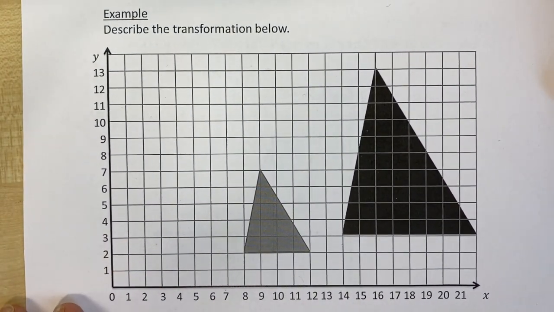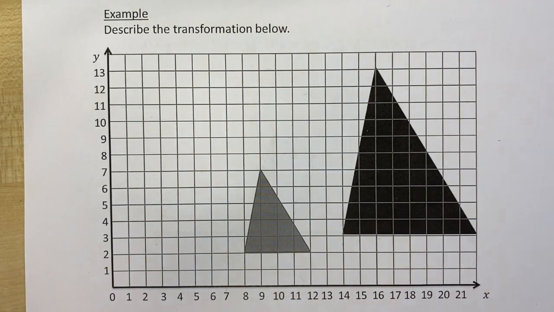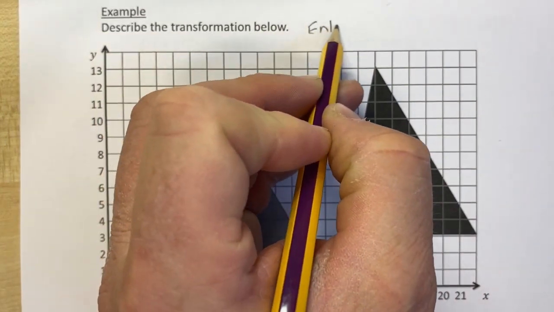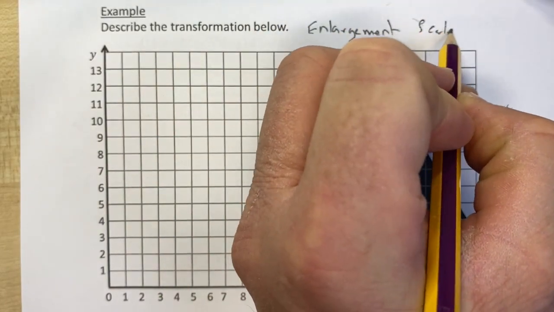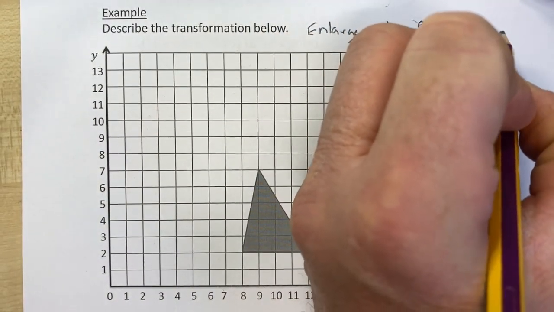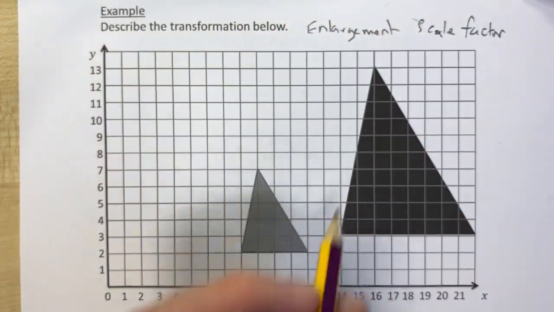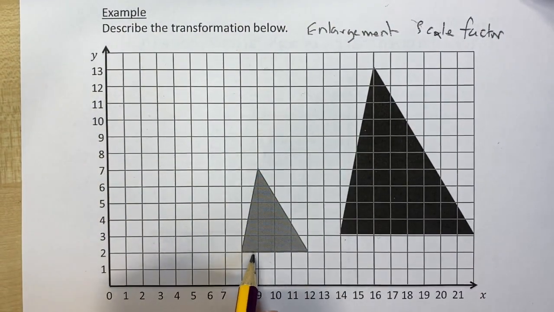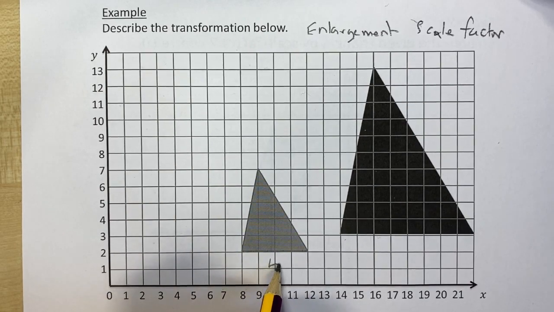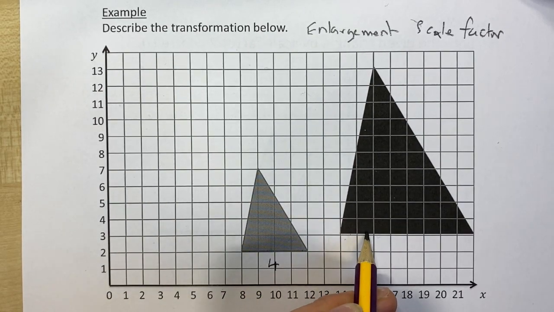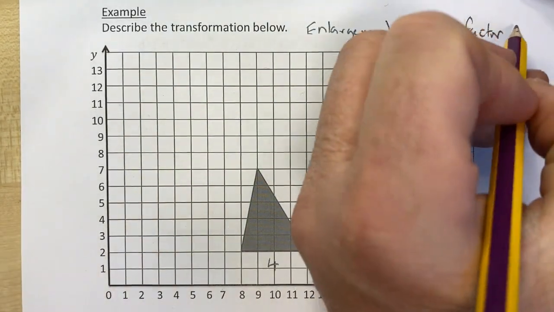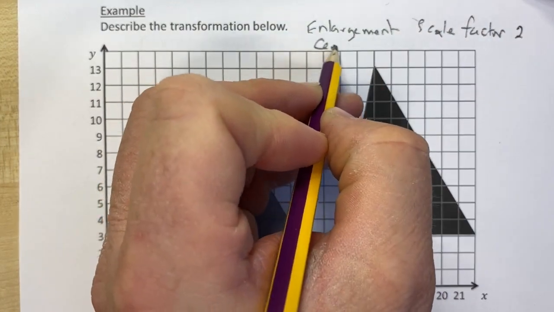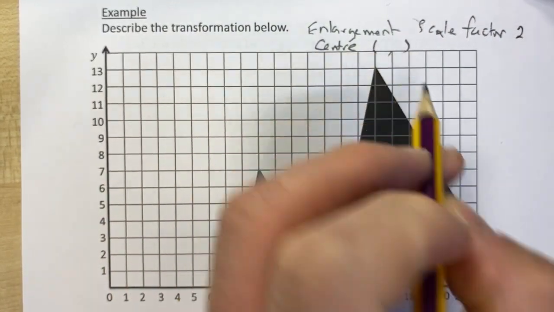Now, in this particular one, we are given the transformation, and because we're looking at enlargements, we can say that it's an enlargement. We can say the scale factor, because if I look at the sides, that goes 1, 2, 3, 4 across, and this one goes 1, 2, 3, 4, 5, 6, 7, 8 across. So I can see that the scale factor is 2. All I'm left to work out now is what the centre is.